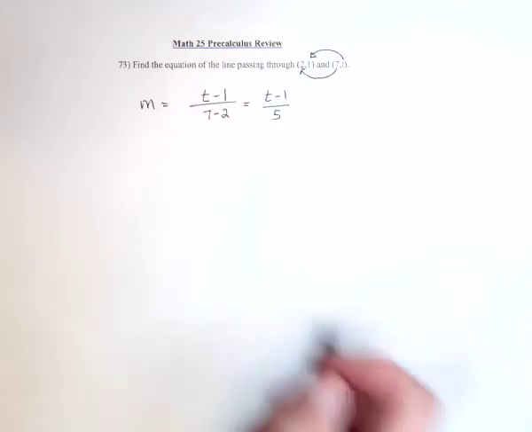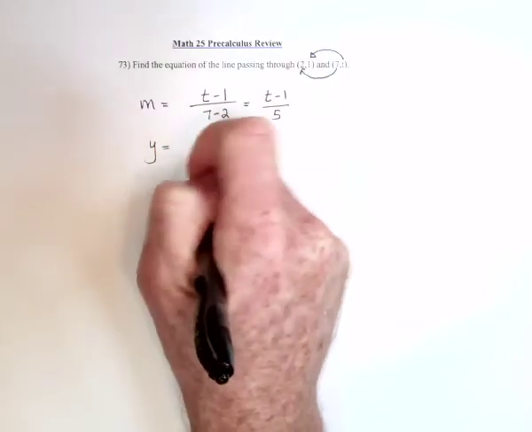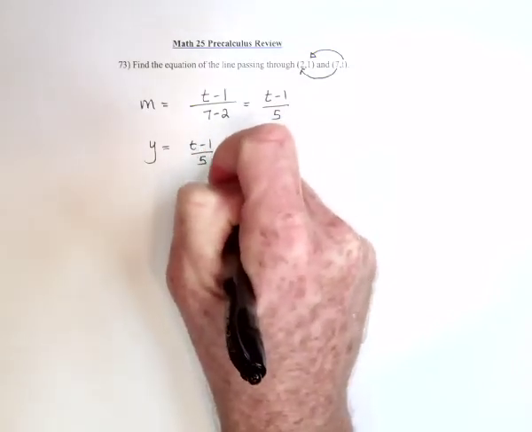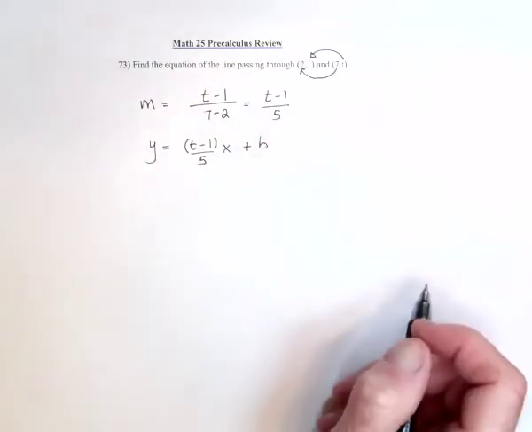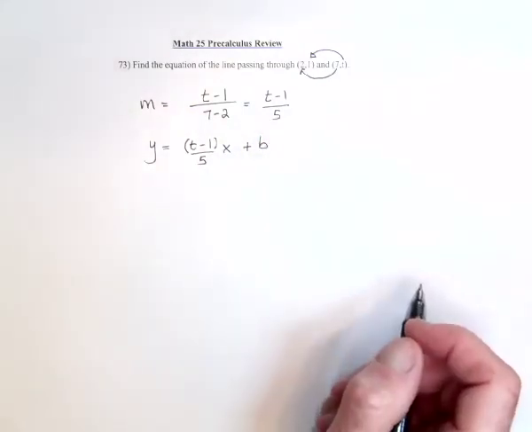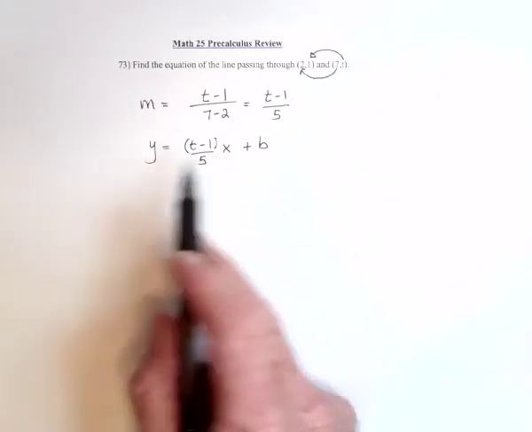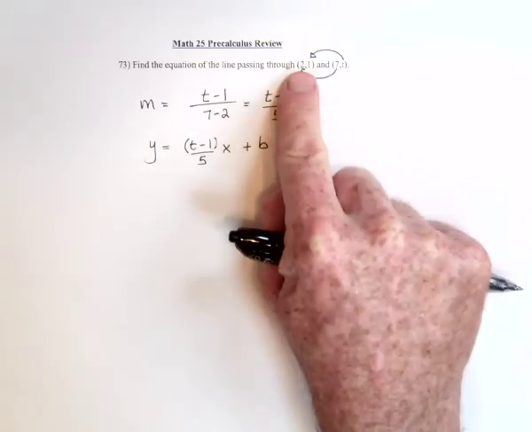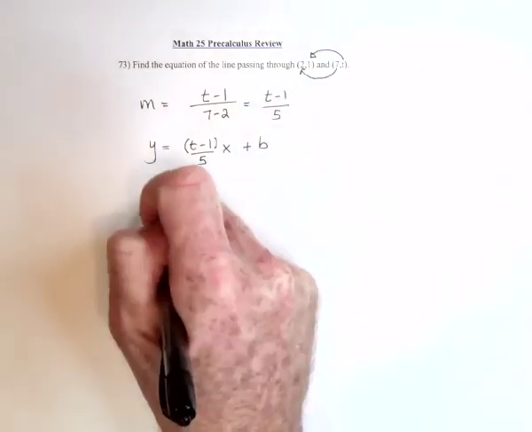Okay, now we can use y equals mx plus b, where the m we found out is t minus 1 over 5, and that's times x plus b. Next, we need to find out what b is. Well, in order to find out b, you just need to substitute something for x and substitute something for y, and you can use this point or this point. I think I'll go ahead and use this one that has the 2 numbers. So x is going to be a 2 and y is going to be a 1.